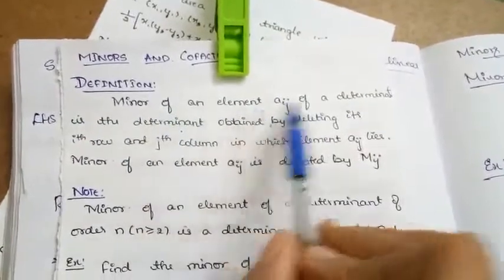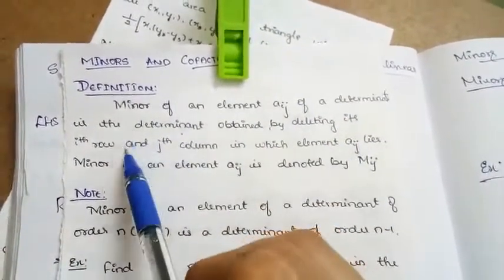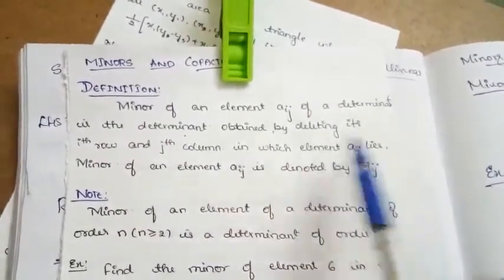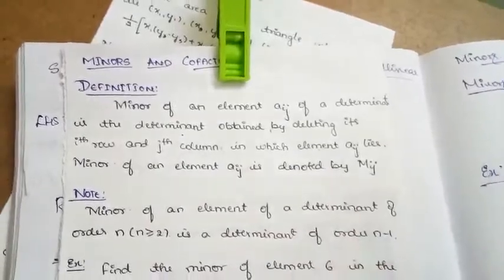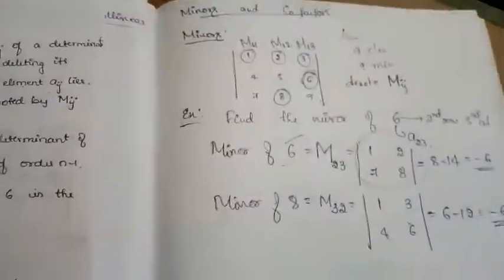So the minor of an element Aij is nothing but the determinant obtained by deleting its ith row and jth column in which the element Aij lies, and usually it is denoted by Mij, as I said earlier. So this is how we are going to get the minor for each and every element.